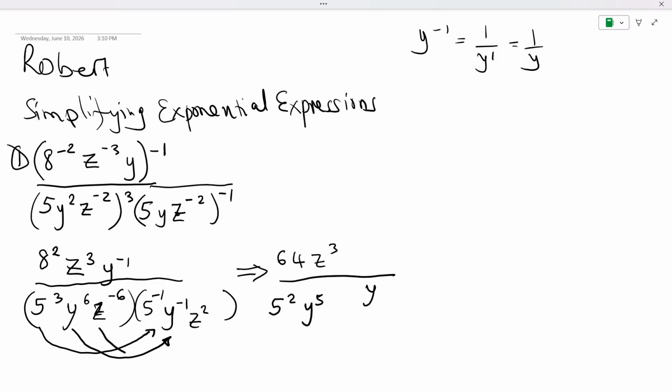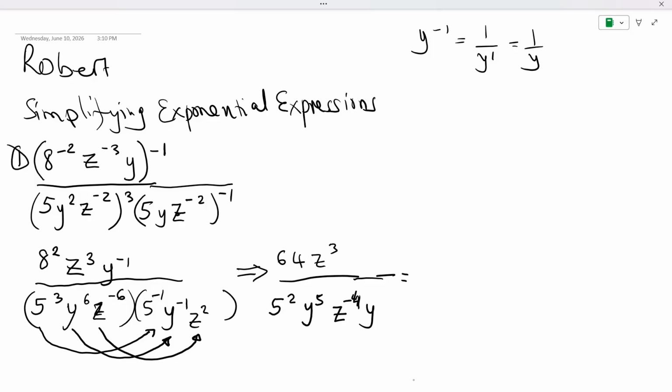And then we have z to the power negative 6 being multiplied by z to the power 2, which will be z to the power minus 6 plus 2, and that will be minus 4. And then multiplied by y here, which we got from up there. So then we move on now again to see how we can simplify this further.